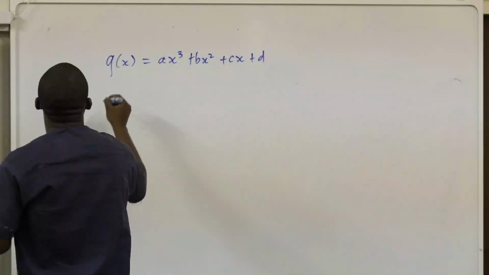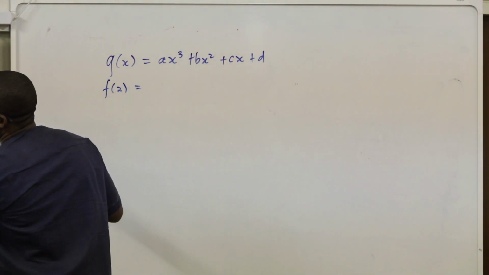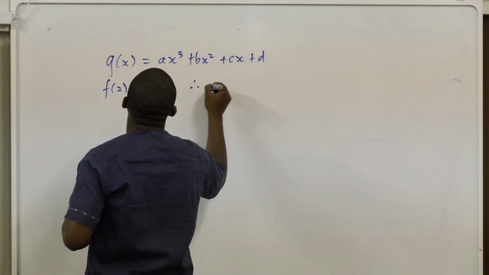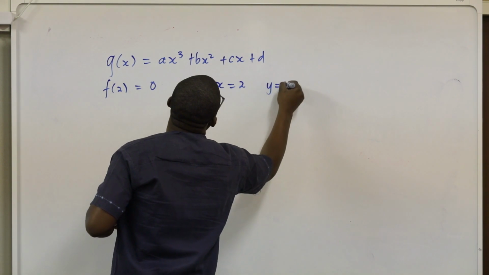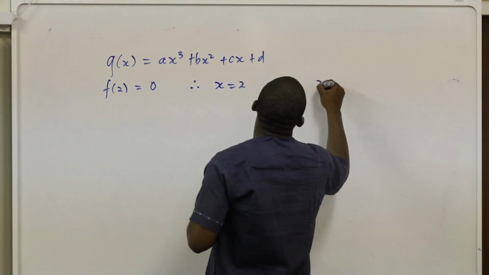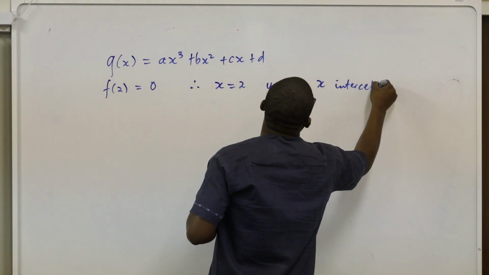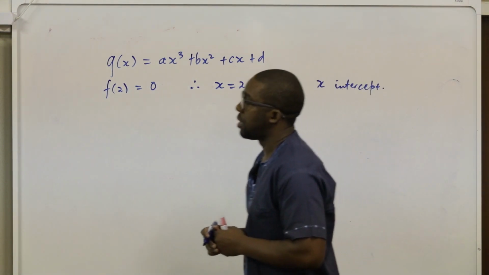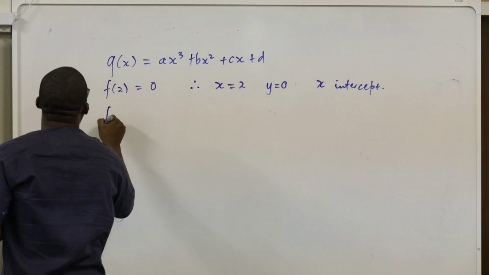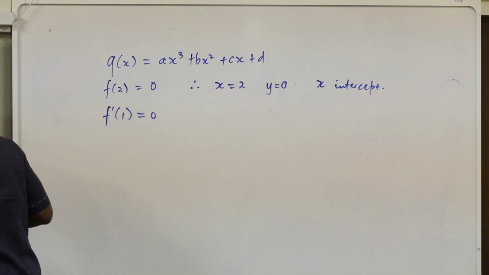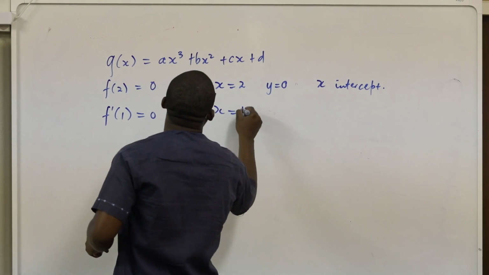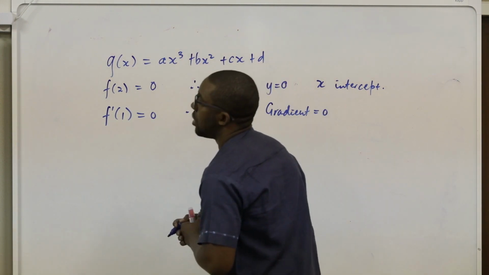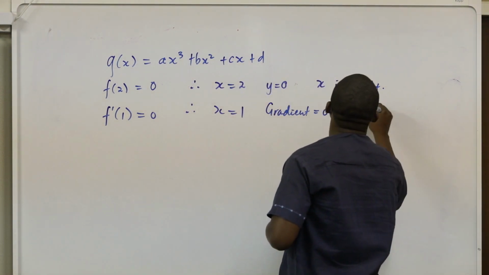It's actually 4 pieces of information. The first one says f of 2 is equal to 0. Because it's f, therefore x is equal to 2 and y is equal to 0. This is known as the x-intercept of the function. Whenever y is equal to 0, the corresponding x value is the x-intercept. The second one is f prime of 1 is equal to 0. This means when x is equal to 1, the gradient of the function is equal to 0. Therefore, this is a stationary point.